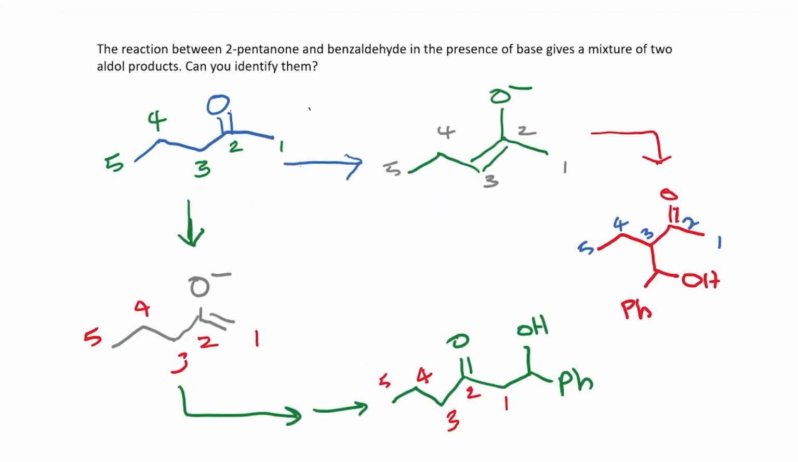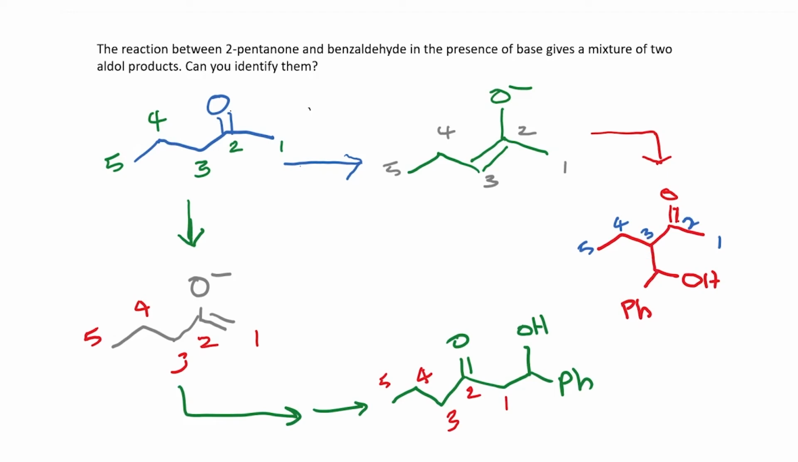The reaction of 2-pentanone and benzaldehyde in the presence of a base gives a mixture of two aldol products. Can you identify them? Let's look at the first possibility. You have the enolate formation. This is 2-pentanone as shown here, and you can just number it. So you can generate the enolate here between carbon 2 and carbon 3, and once this reacts with benzaldehyde, you get this product as shown here. And so this is one possibility.